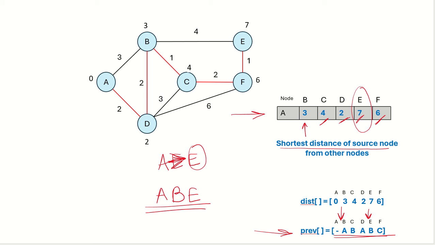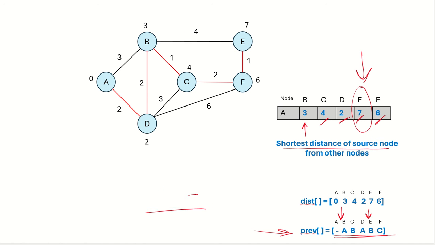So we need to go to B, which will be 0 plus 3, B is 3, and from B we have to go to E. So this is the path being followed, A to B, B to E, and we can see that the distance is 3 plus 4, which is 7, which we had computed. We can find this out for F as well.